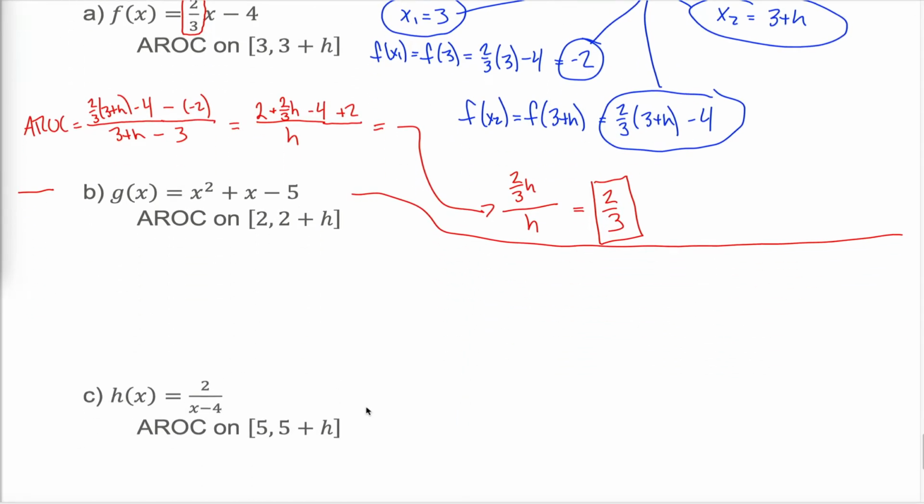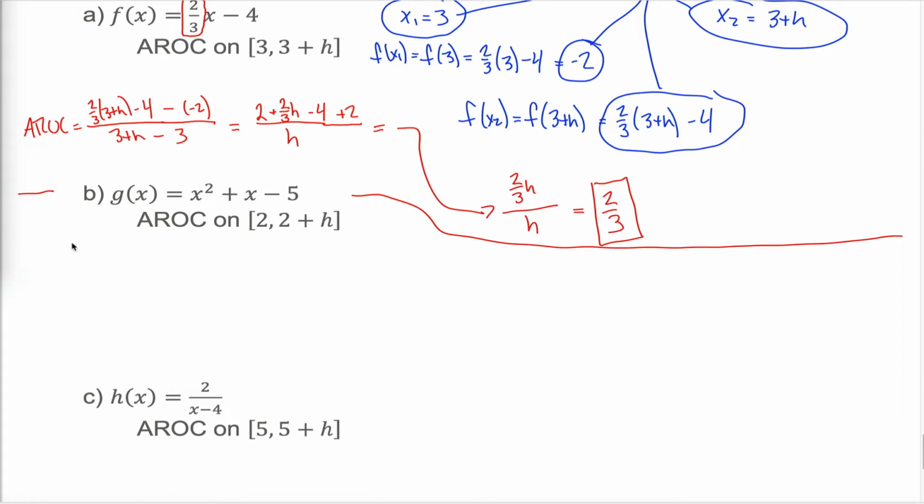Let's do another polynomial, maybe a little bit quicker. Given in the problem, I have x1 is 2 and x2 is 2 plus h. I need to know f of x1 and f of x2. To figure out f of x1, all I've got to do is put x1, which is the number 2, into this machine. I get 2 squared plus 2 minus 5. 4 plus 2 is 6, minus 5. Sounds like 1.